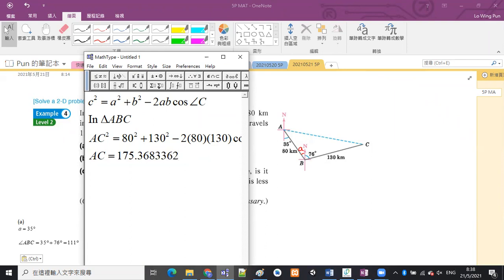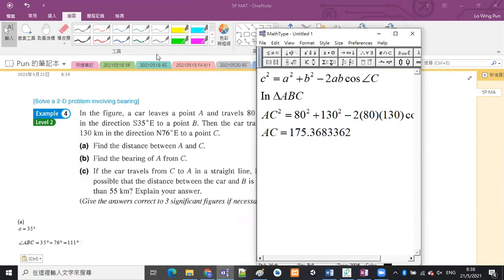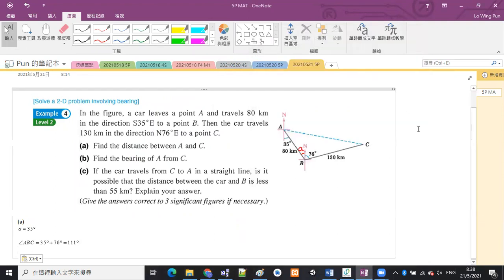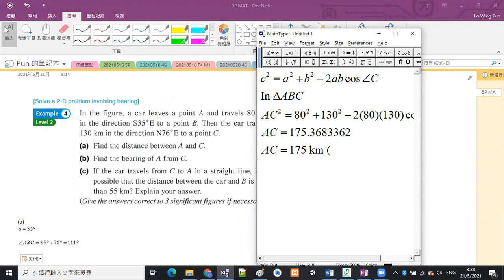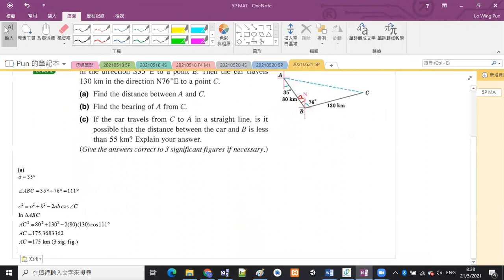Okay, and this is not the last part. So we need to save this answer to memory A. But this will be the answer for this part. So we need to correct this to, what is the requirement? 3SF, yes. So AC is equal to 175, and the unit is km. And this number is correct to 3 significant figures. So this is the answer for part A. Can you see?